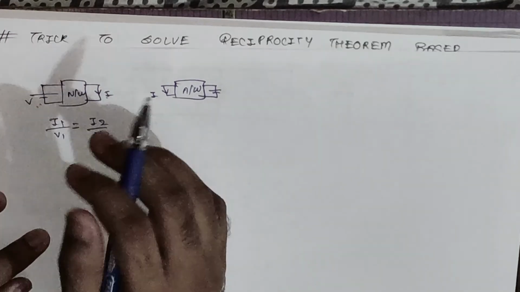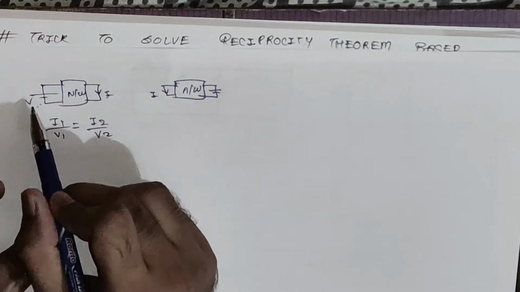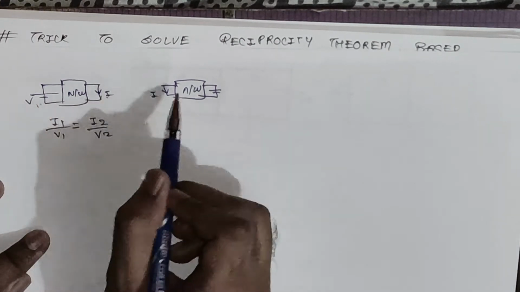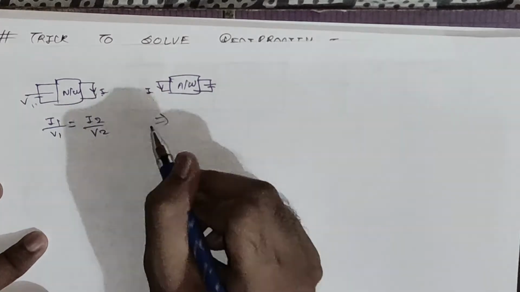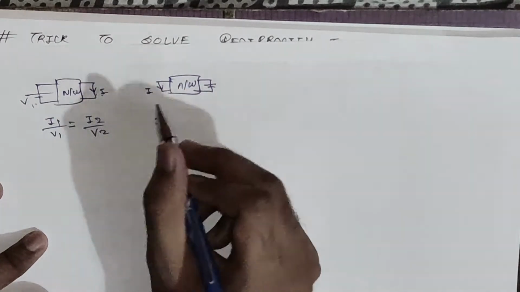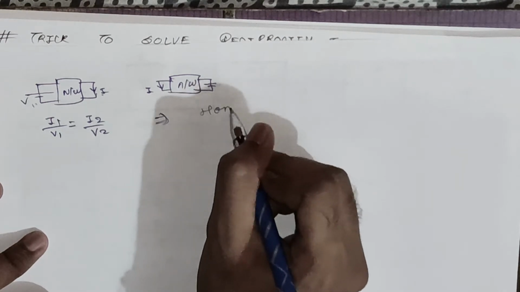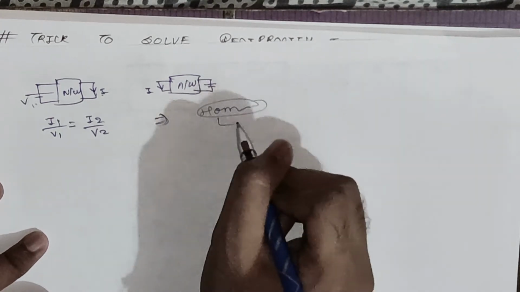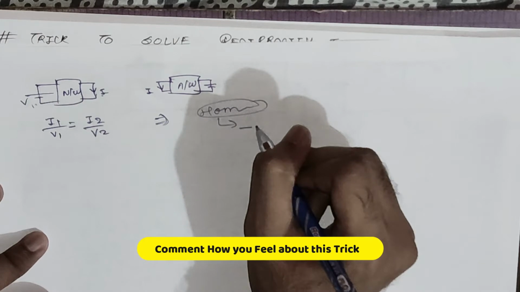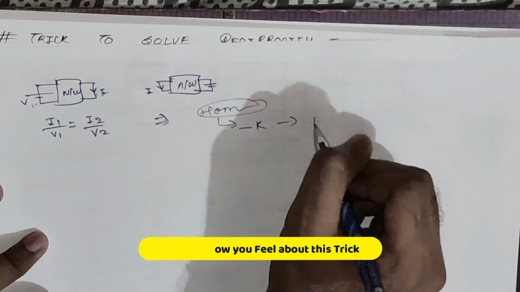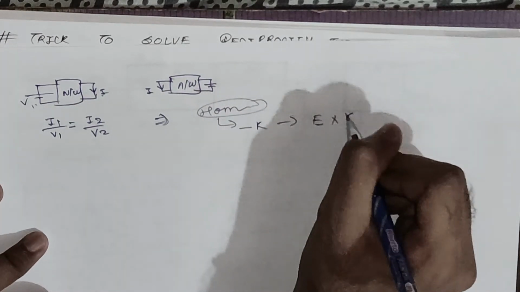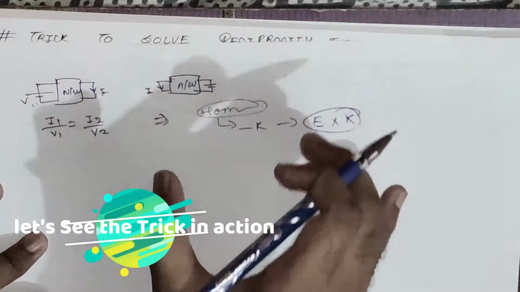Okay, so it is saying that even if you change the position of this input voltage and this excitation, you will get the same result. And let me tell you, while solving the sums based on this reciprocity theorem, you will have to use the homogeneity principle also. The homogeneity principle says that if you multiply any source by a factor k, then the excitation will also be multiplied by the factor k. Okay, so let's see this trick in action.